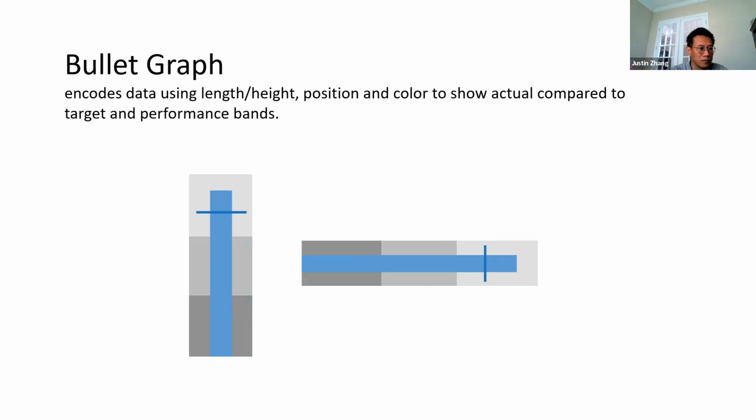Bullet graphs are an excellent way to show an actual value compared to a target value. It uses height or length from a common baseline for the actual values and position to make the comparison to the target value. So we can also use color to indicate performance bands. So the actual value can be displayed in context to the desired performance levels. So we'll see some actual examples of bullet graph in the later part of this video, probably next week, not this week.